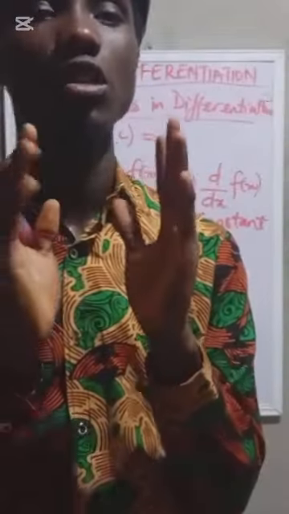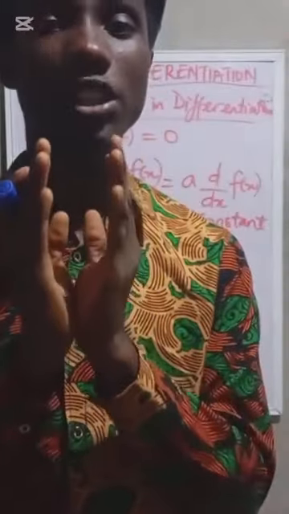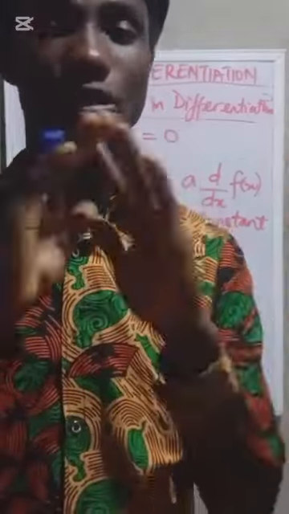So when you have a constant multiplied by a function that has x in it, the constant is still going to remain there, but what you are going to differentiate is your function that has x in it. That's what you are going to differentiate.